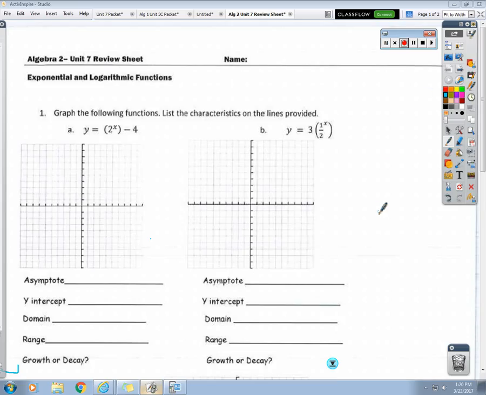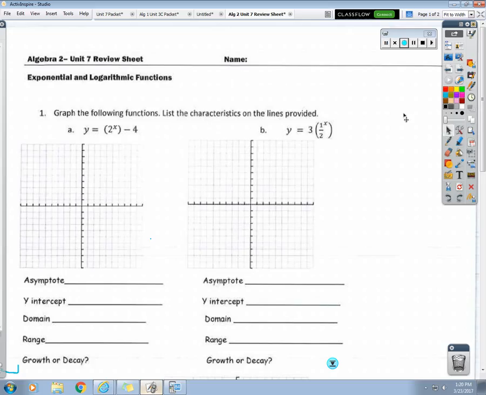Number 1, graph the following functions. List the characteristics on the line provided. So if you're given a function, first of all, what type of function is this? Is it exponential or logarithmic? Exponential, because x is the exponent. What's the first thing you think you should do?